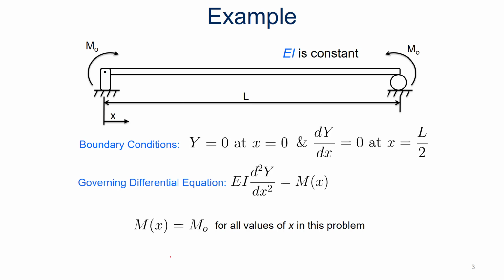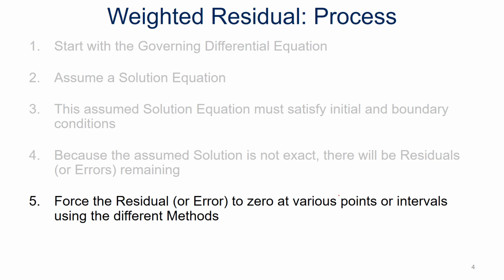So again, looking back at our example, what we're interested in seeing is here we have this beam in bending. It's giving us probably a smiley face of some sort, and we have some boundary conditions involved in this problem and the governing differential equation. All right, so we've done a lot of this stuff already, so what we're doing in this specific video is we're going to be forcing the residual error to 0 at various points or intervals, using the different methods.